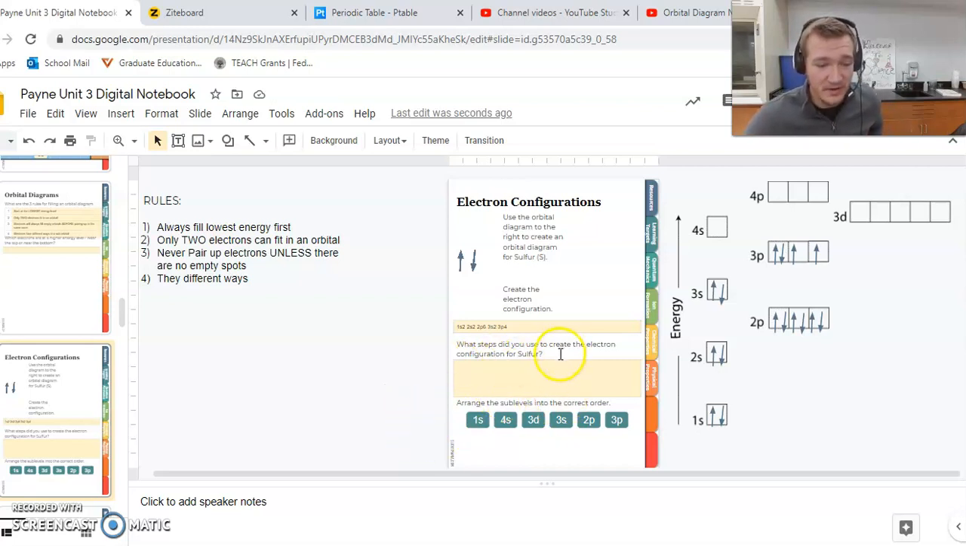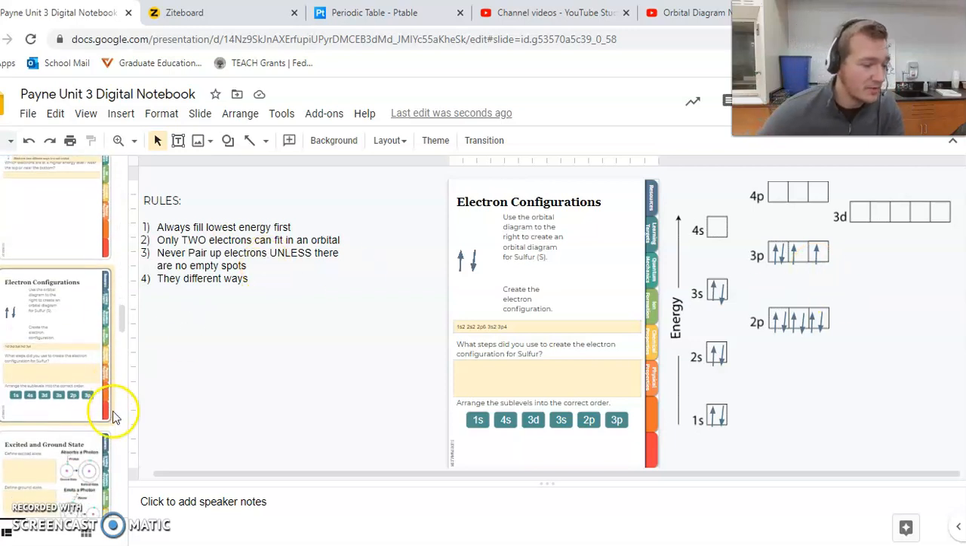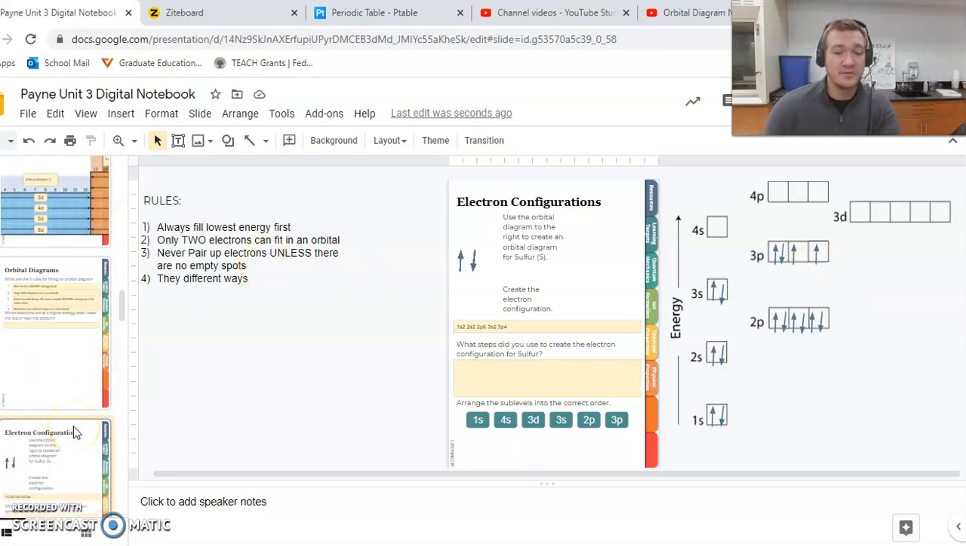What steps did we use to figure out the electron configuration? Well, we filled this out. And then we just went up the ladder, right? 1s2, 2s2, 2p6, 3s2, 3p4. All right? Okay, so I'm going to have a little bit of practice for you guys to do.